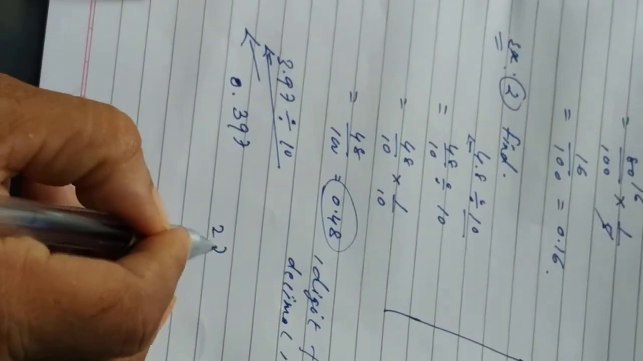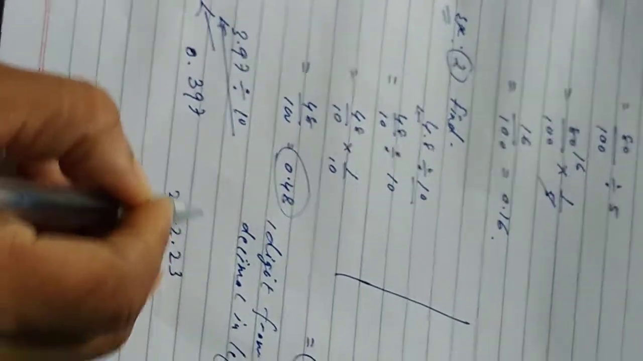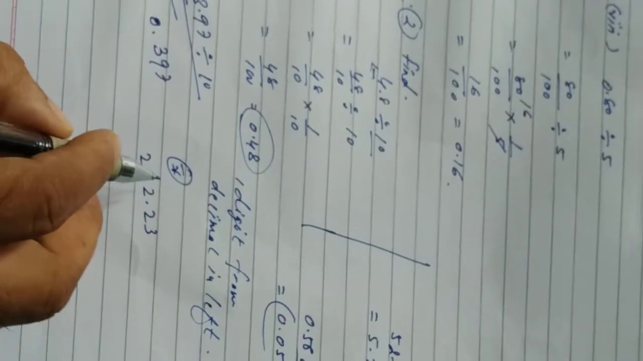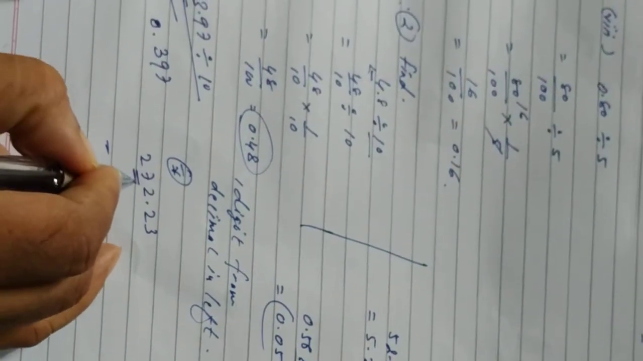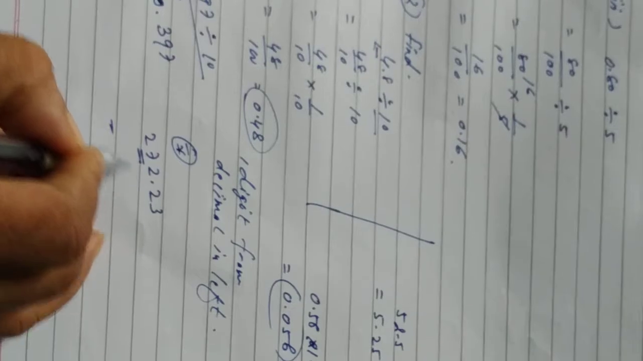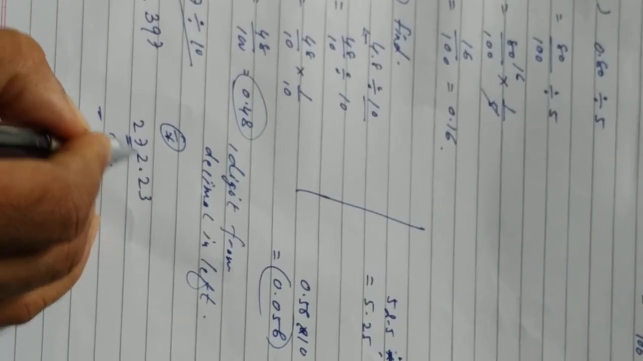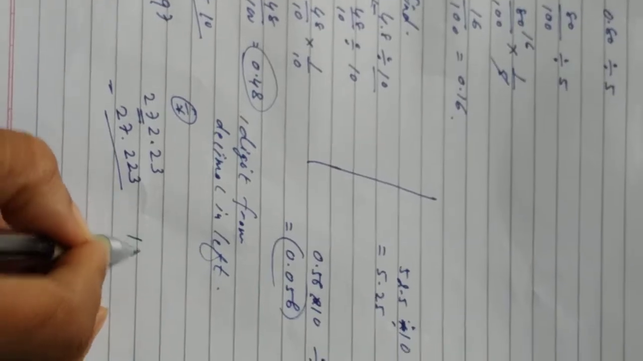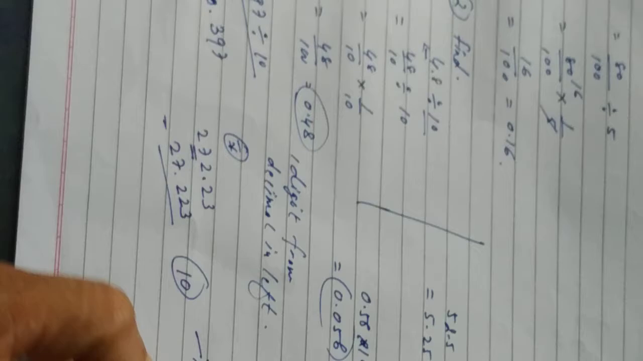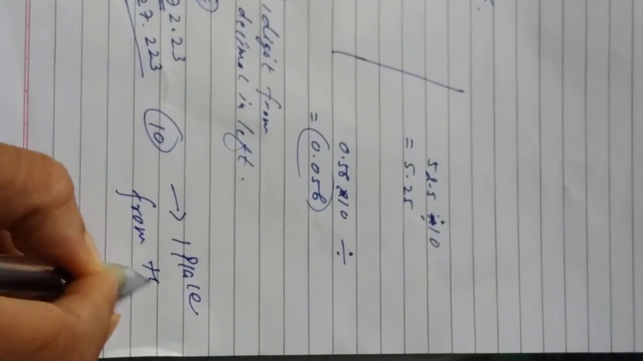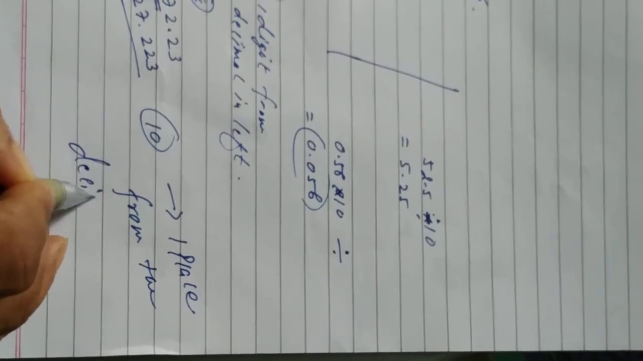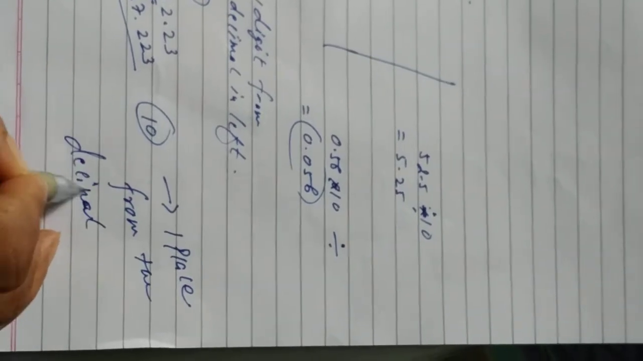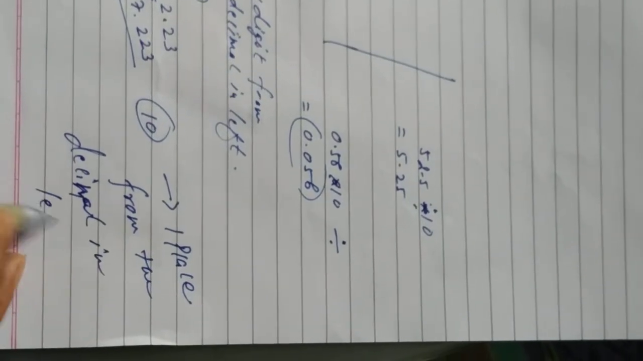Understood? Another example, 272.3, example number 5. How many digits do we have to move? One digit, right? So 27.23, the decimal is shifted by 1. Here all the numbers are divided by 10, so we have to shift one place from the decimal to the left side.